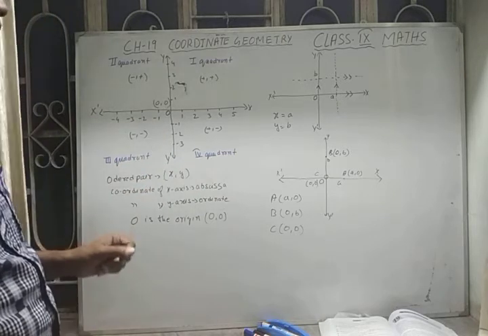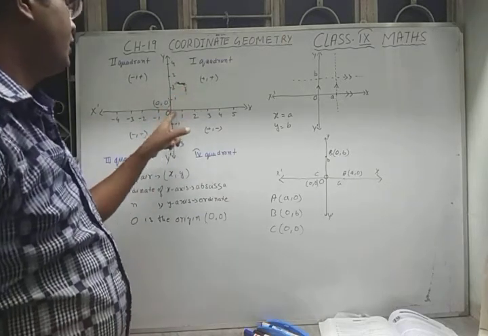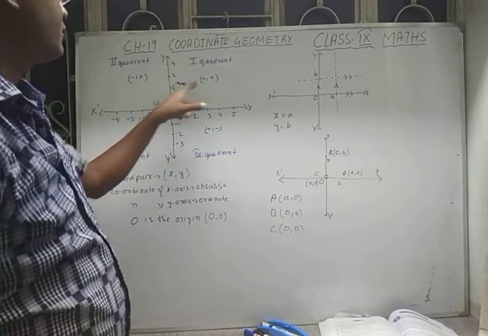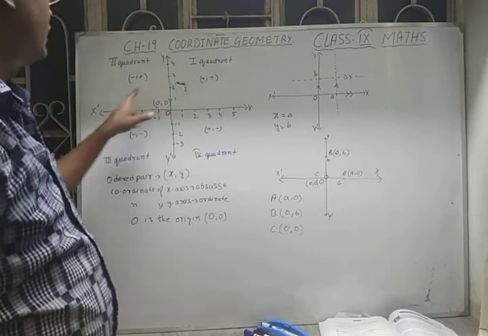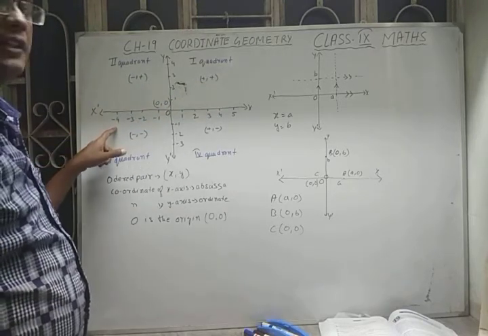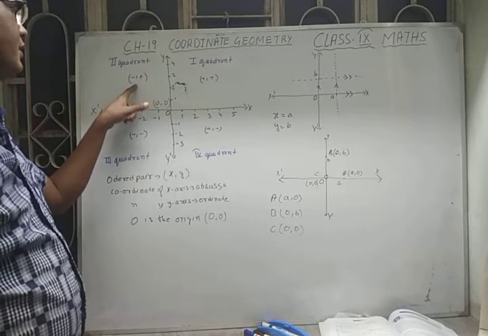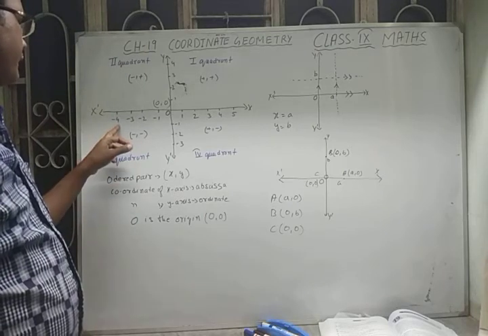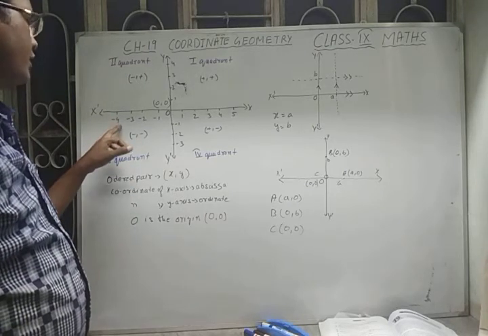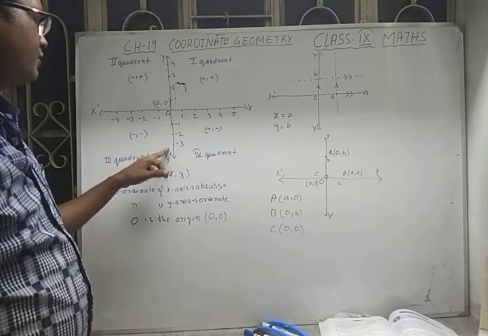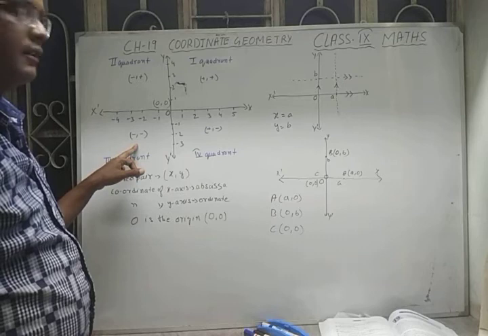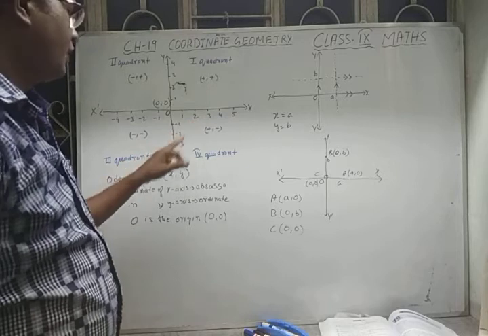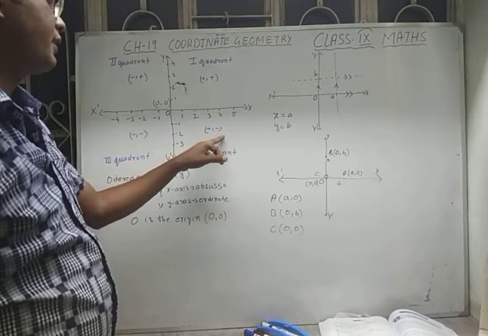Now, in the first quadrant, you can see the x-axis is positive, and the y-axis is also positive. So it is called the plus plus quadrant also. In the second quadrant, x is negative, y is positive, so it is a minus plus quadrant. In the third quadrant, x is negative, y is also negative, so it is called the minus minus quadrant. In the fourth quadrant, x is positive and y is negative, so you can say it is a plus minus quadrant.